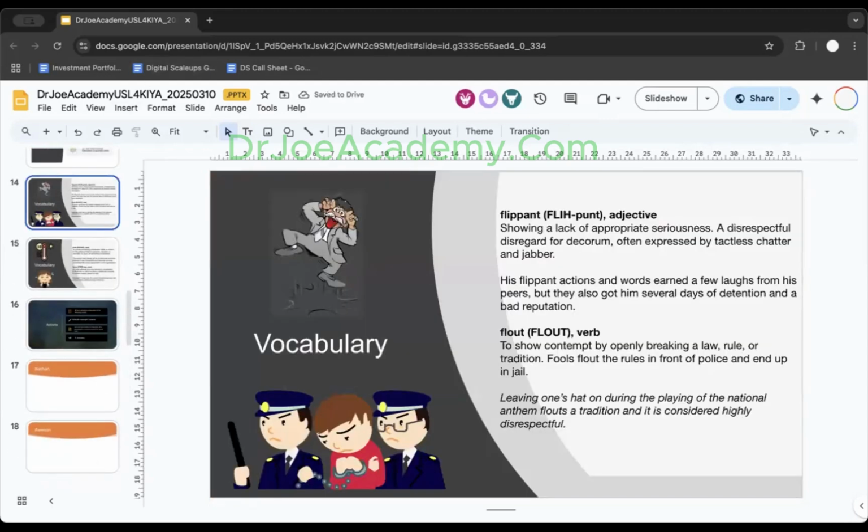Okay, Liam, can you go ahead and read the first word? Flippant: showing a lack of appropriate seriousness, a disrespectful disregard for decorum, often expressed by tactless clatter and jabber. His flippant actions and words earned a few laughs from his peers, but also got him several days of detention and a bad reputation.